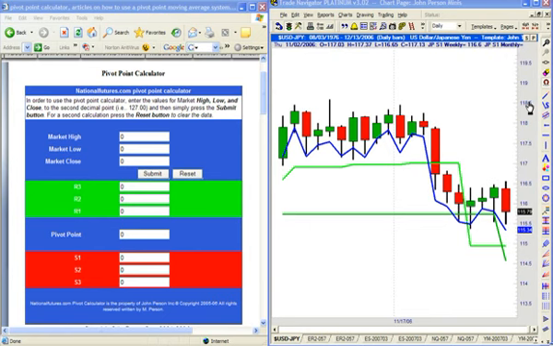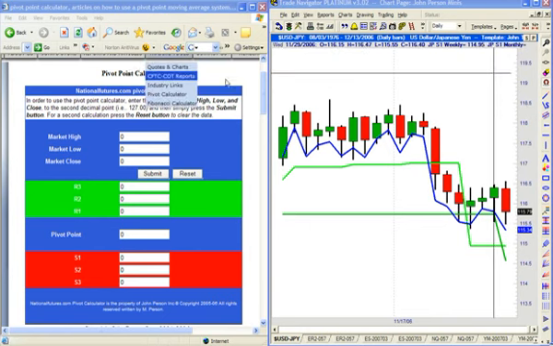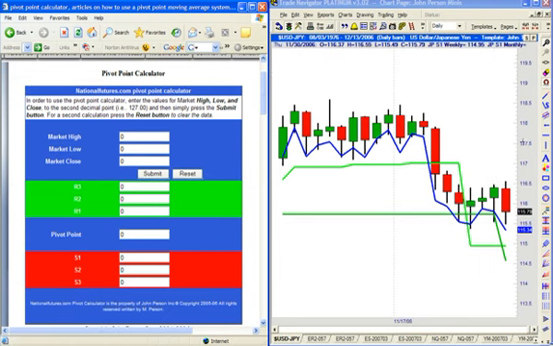Obviously, as you can see here with our pivot point calculator, we have R3, R1, R2, midpoint or pivot point, the S1, S2, S3. Here's how we can effectively use this to help uncover our pivot support and resistance numbers.